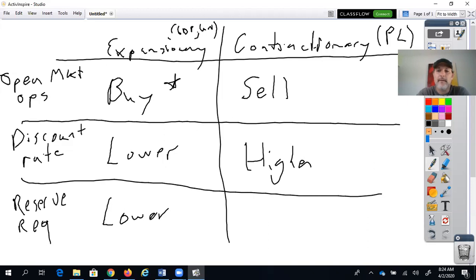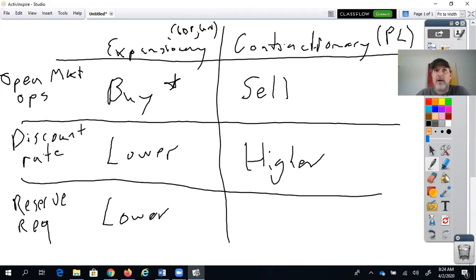Higher discount rate, raising the interest rate. The reason you're contracting the money supply is to try to raise the interest rate. I was going to buy that house. I can no longer buy the house. The loan was supposed to be 4%. Now it's 5.5%, and I don't qualify.